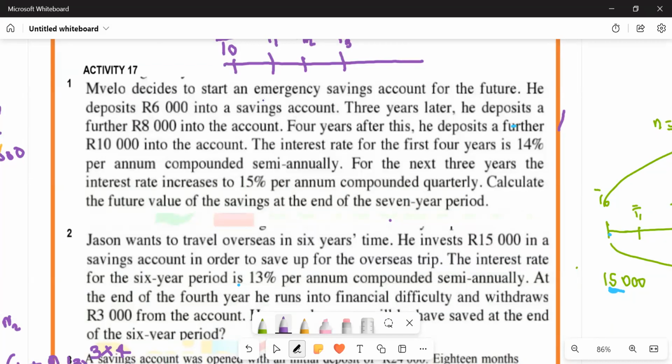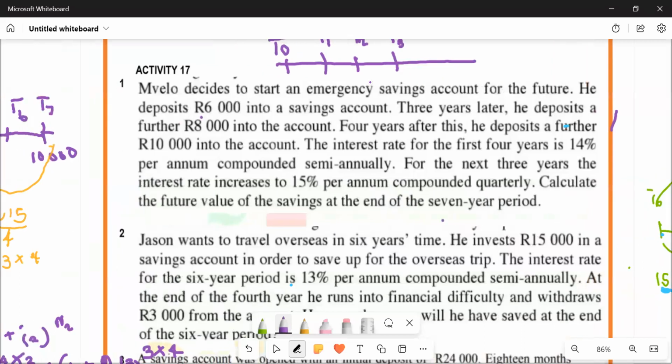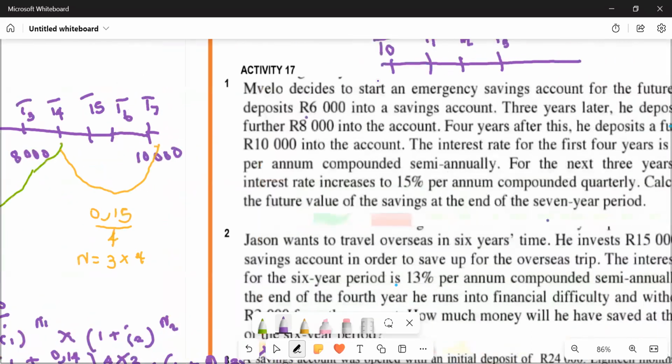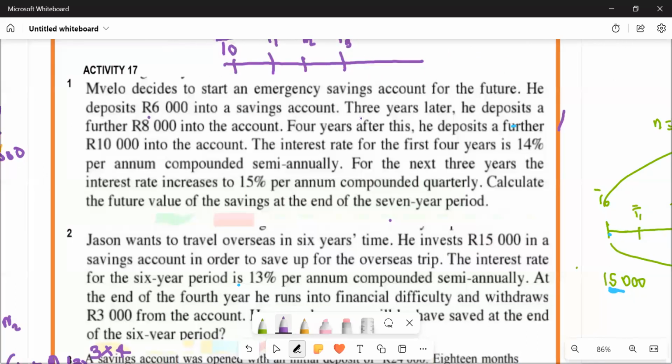Mvelo decides to start an emergency savings account for the future. He deposits 6,000. So at T0, Mvelo deposits 6,000. Okay? And then they say 3 years later, he deposits 8,000. So after putting the 6,000, he puts what? 8,000. Okay? All in all, how much has he deposited? He has deposited 6,000 plus 8,000. Now, the money that is in the bank account is how much? It's 14,000.